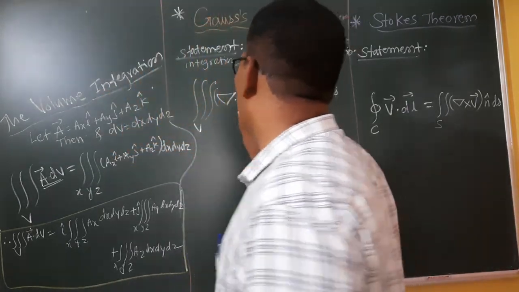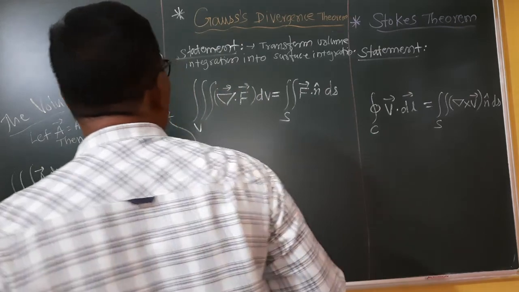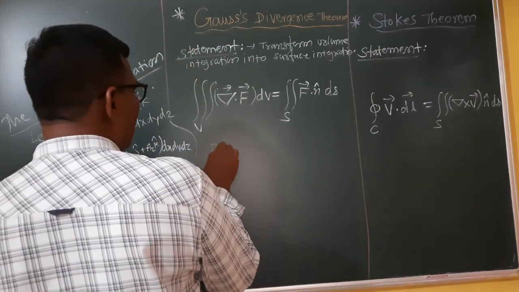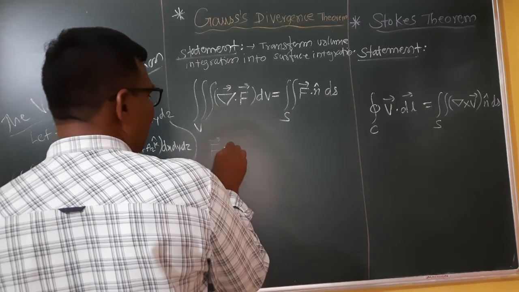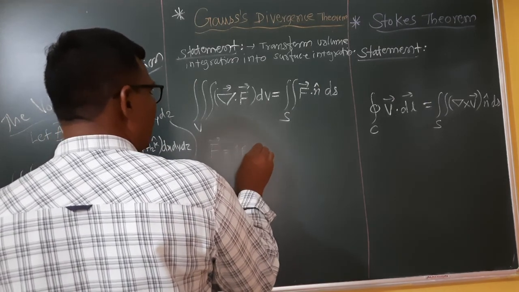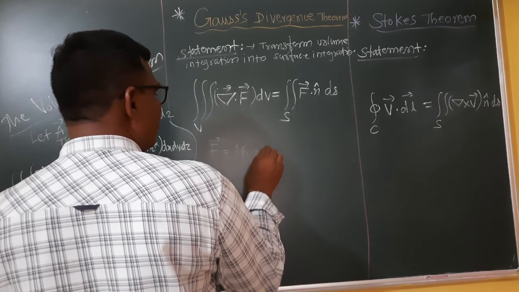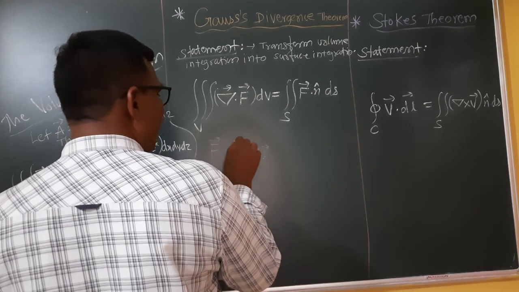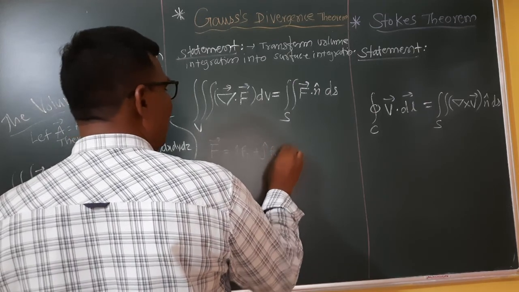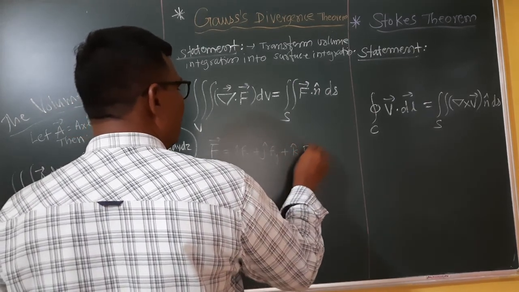Divergence involves the del operator. What is del? Here F bar is one of the vector fields, and F bar equals i cap Fx plus j cap Fy plus k cap Fz.